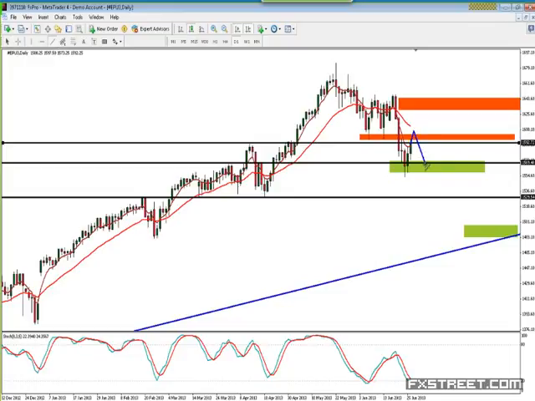I don't know, something like this. And then obviously the support points are much less likely to hold a second time. Anyway, so that's kind of what I'm expecting. I'll just leave that on the chart. Alright, any questions so far?